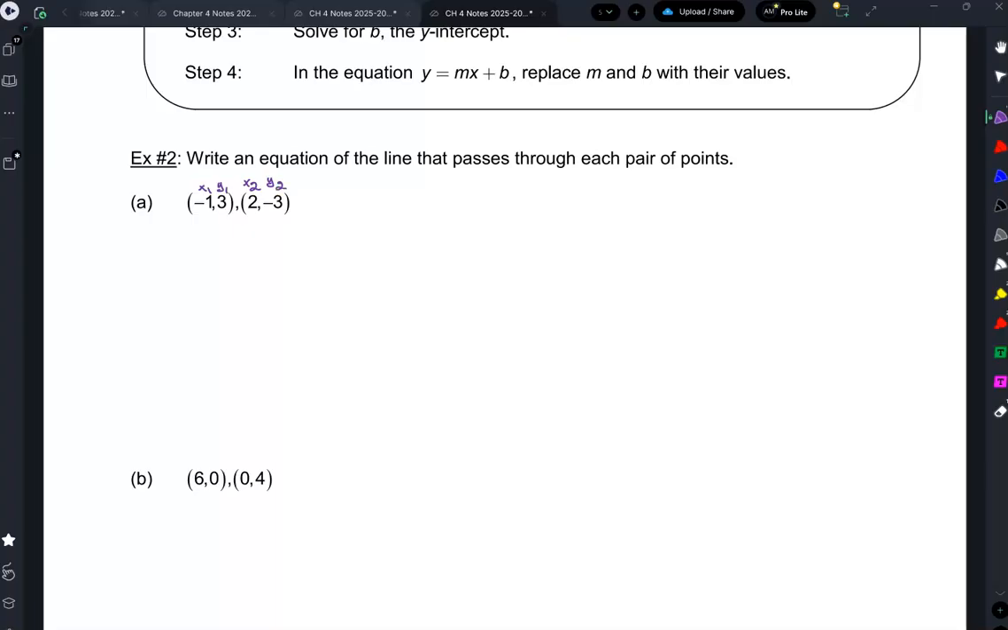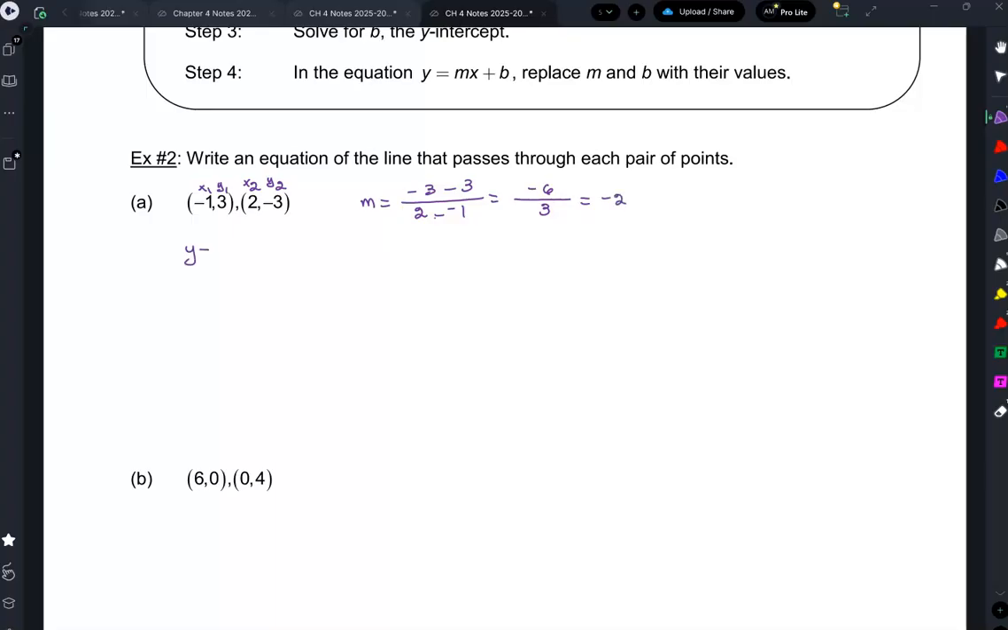x2, y2. First, I'm going to find slope. -3 minus 3, 2 minus -1. Sometimes some of you are not being as careful as you should with this. Okay? So now, -3 minus 3, -6, 2 plus 1, 3. How much is this? -2.